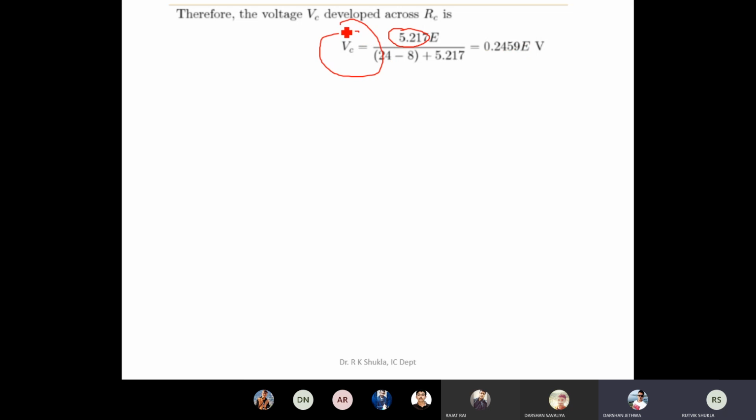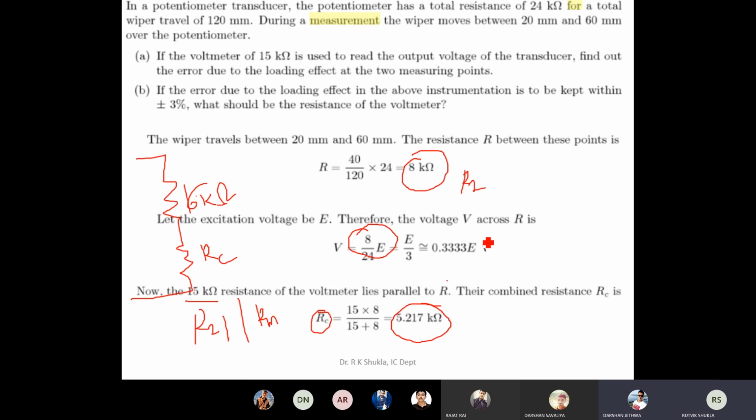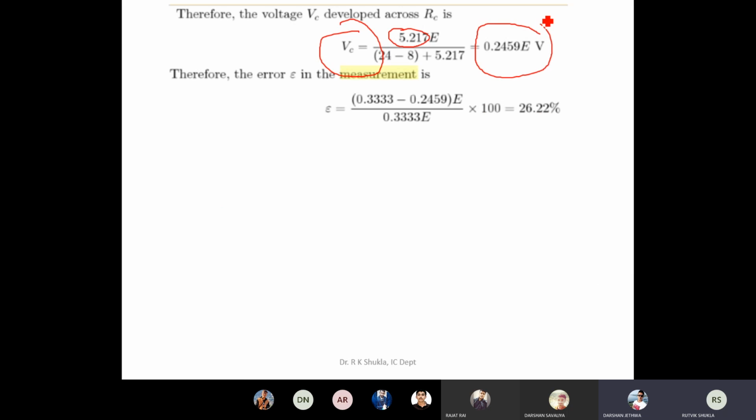So in that case, if you find the voltage, you will get 0.2459 E. See the difference. Ideally, you hope the voltage will be 0.3333 E, but actually you are getting 0.2459 E. If you put this in the error form, it is ideal minus actual upon ideal. If you solve this, you come to the conclusion that due to this phenomenon, you are getting an error of 26.22% in the measurement.